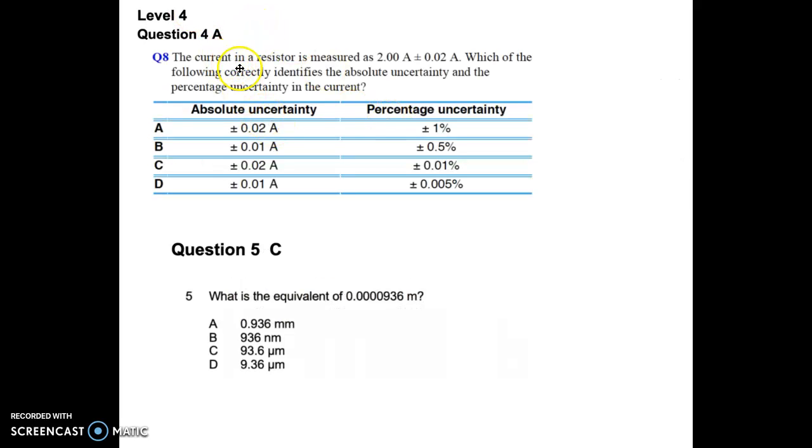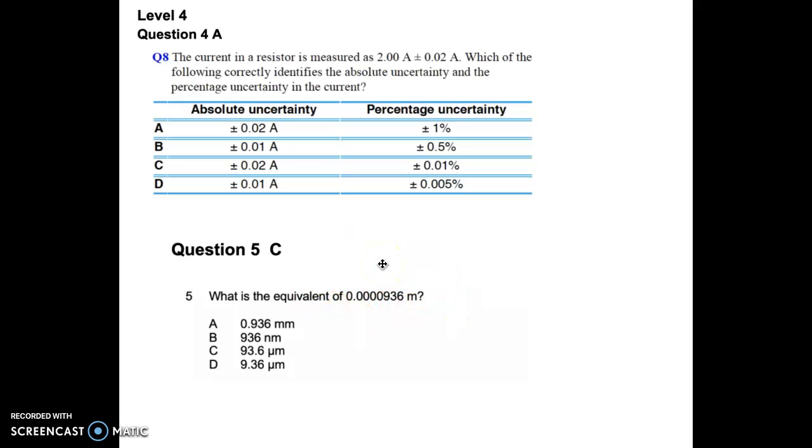Question four, we have a current in a resistor which has 2 amps plus or minus 0.02 amps. And the question asks you for the absolute uncertainty and the percentage uncertainty. The absolute uncertainty is on here, you can see it, 0.02. This is what we call the absolute uncertainty. And the percentage uncertainty would be this number divided by this number times 100, which gives us an answer of A.